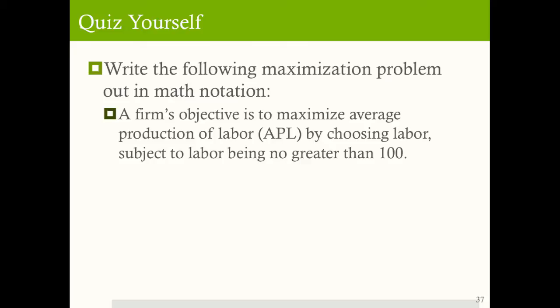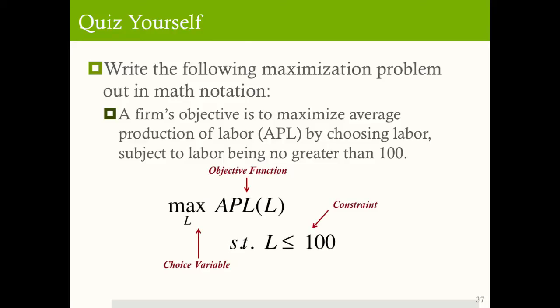Let's do another quiz yourself. Write the following maximization problem out in math notation. A firm's objective is to maximize average product of labor, APL, by choosing labor subject to labor being no greater than 100. Pause the video and try this on your own. So here we have our problem. We're going to maximize our objective function, which I've defined as APL of L, by choosing some level of labor, L, such that labor is less than or equal to 100, which is the constraint.